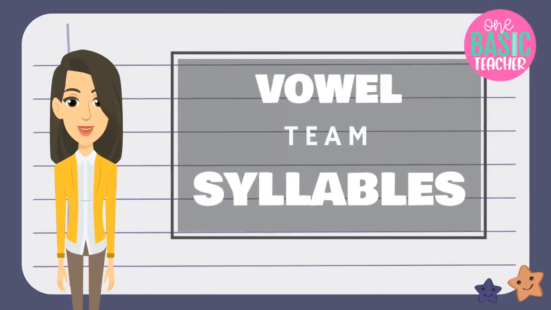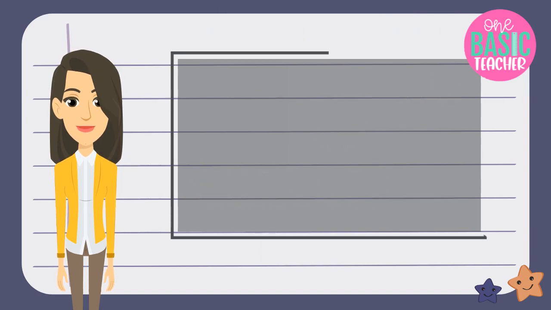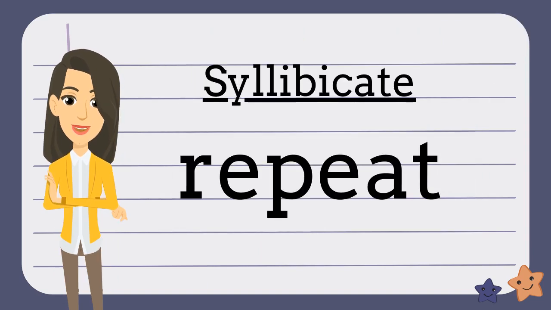Now let's practice a few on your own. I'll show you a word, and then you'll pause the video and syllabicate the word. Then press play to check your answer. Let's start with this word. Pause the video and syllabicate this word. Then press play to check your answer.